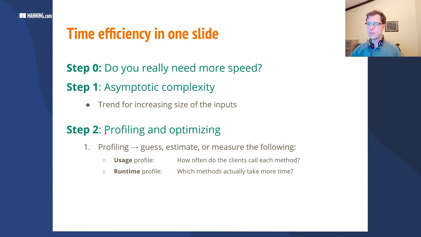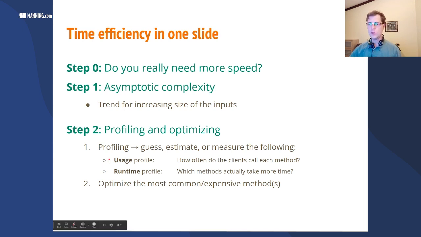Now, most people, when talking about profiling, focus on runtime profiling. But as I'm going to show you in a second, in many cases, usage profile is also very important before you can optimize in the right way, optimize the right thing. When you do have an estimate of usage profile and runtime profile, only then, you should optimize. So you should refactor the most common or the most expensive method to gain the maximum speed. You should focus your optimizing effort on the method or the module of your system that's used more often according to the usage profile, and that takes more time in practice according to the runtime profile.